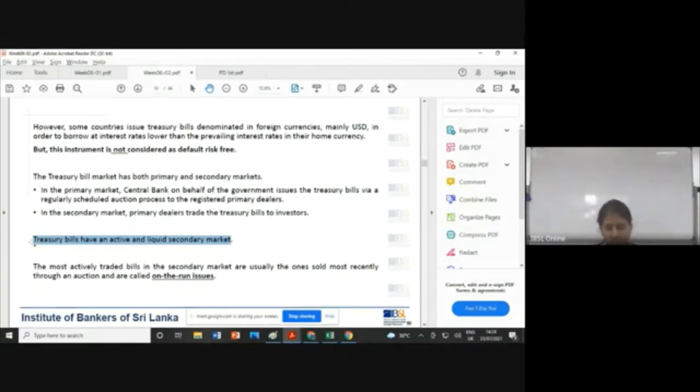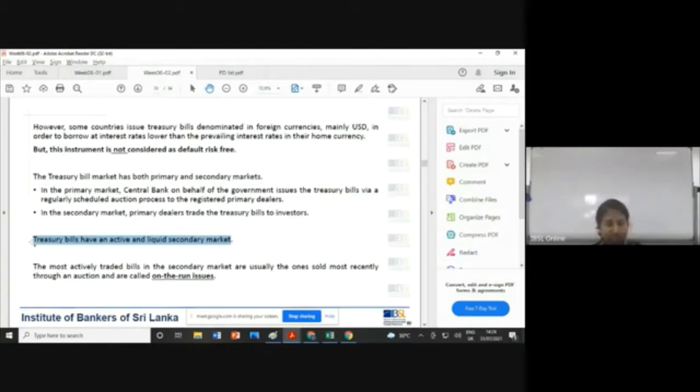On-the-run means that a treasury bill being traded in the secondary market is one of the most recently issued treasury bills. Off-the-run issues are treasury bills transacting in the secondary market which are older, not the recently issued treasury bills.